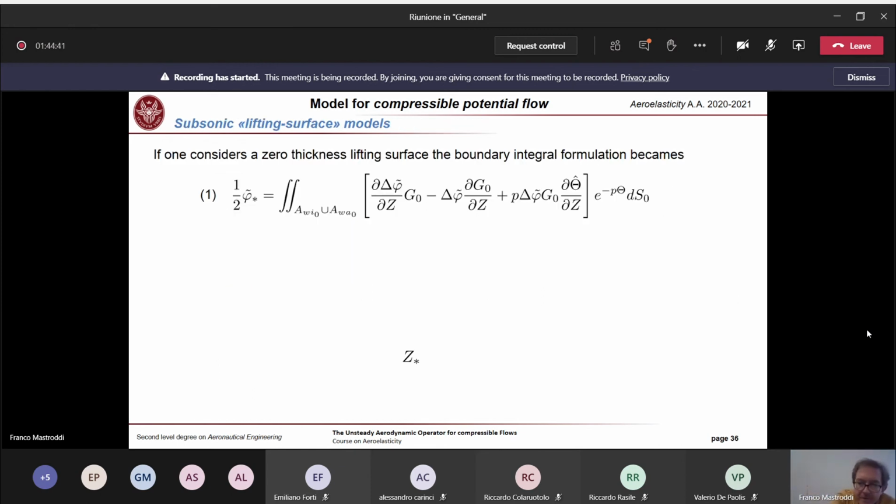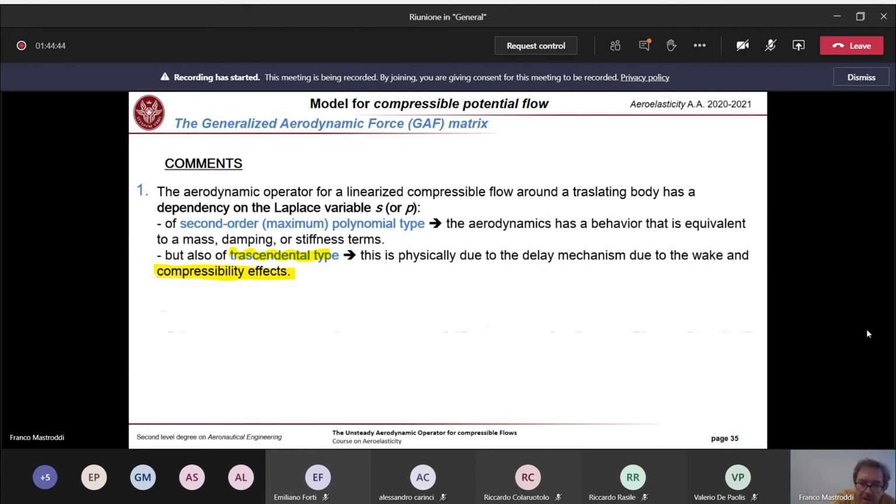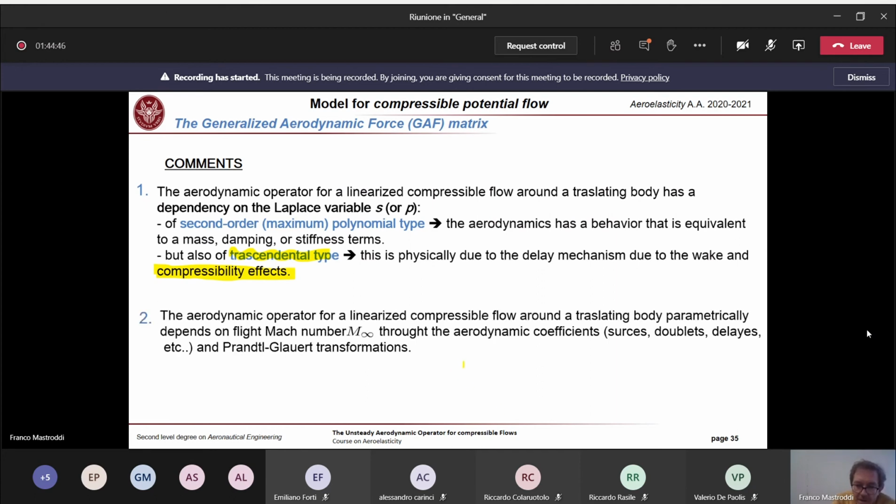So we have the following. We have here our E matrix as a function of P and Mach number in the Laplace domain, or as Nastran says, E as a function of reduced frequency and Mach number in the Fourier domain, if you use the PK method for stability or something like that.